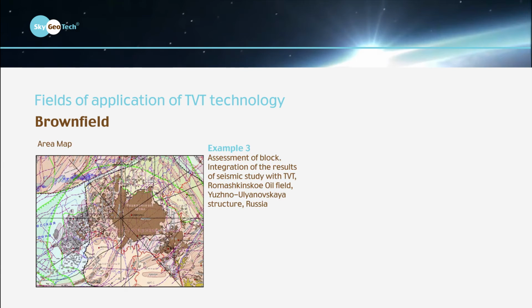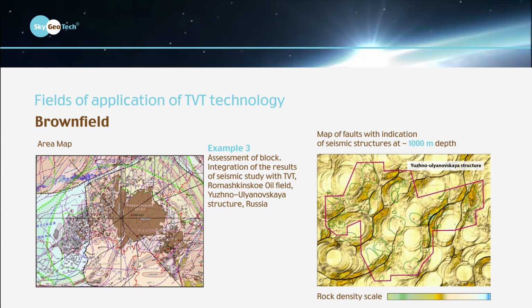This is Ramashkinskaya oil field, Yuzhno-Ulyanovskaya structure, Russia. One of the biggest deposits, 3 billion tons of oil are already produced here, and it's still ongoing, and the company expects to produce 1 more billion tons. We were asked to make an assessment of this area, which is shown by red line.